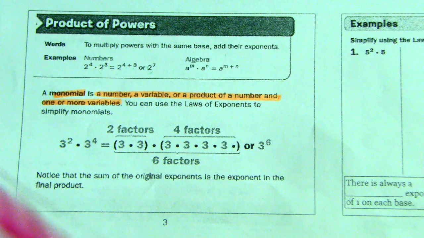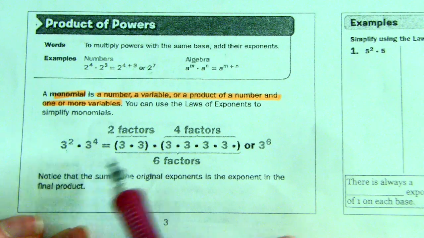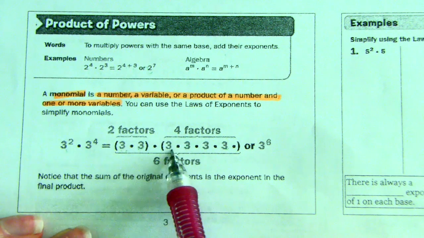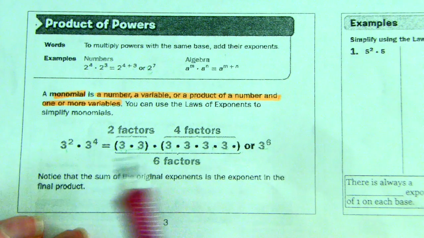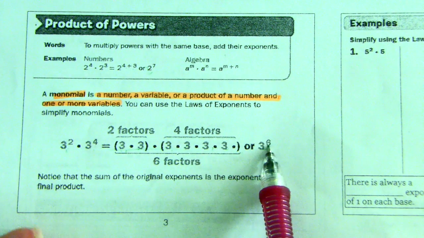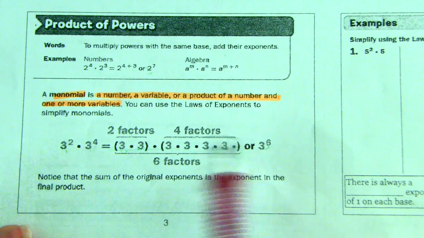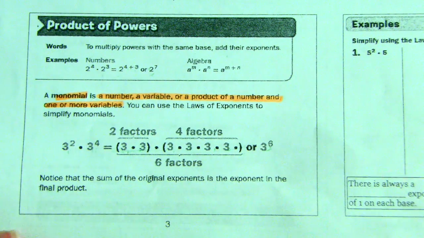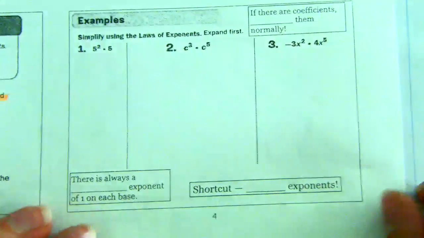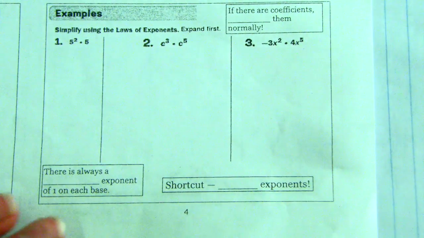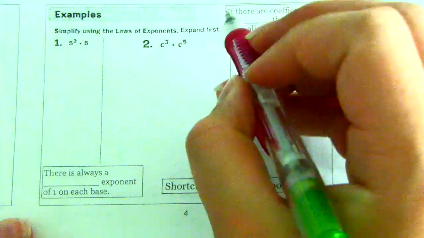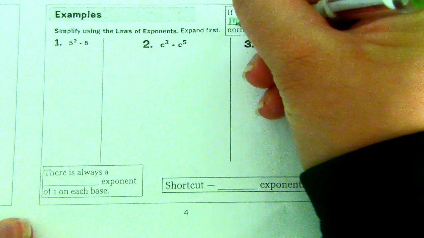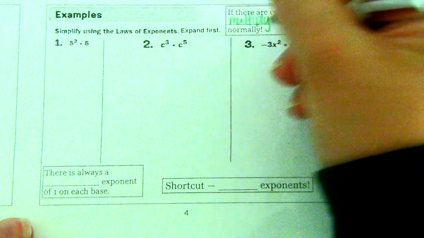So this one, they show us why it works. 3 squared, 3 times 3, 3 to the fourth. And there's all of them multiplied together. There's 6 threes. 2 plus 4 is 6, and there's 6 of them multiplied together. Notice the sum of the original exponents is the exponent of the final product. So we're going to do a little bit of these with expanding them, and then we'll use that shortcut. And then I'm going to let you know if there are coefficients, like in number 3, we're going to multiply them normally so that we don't get worried about what we're supposed to do there.